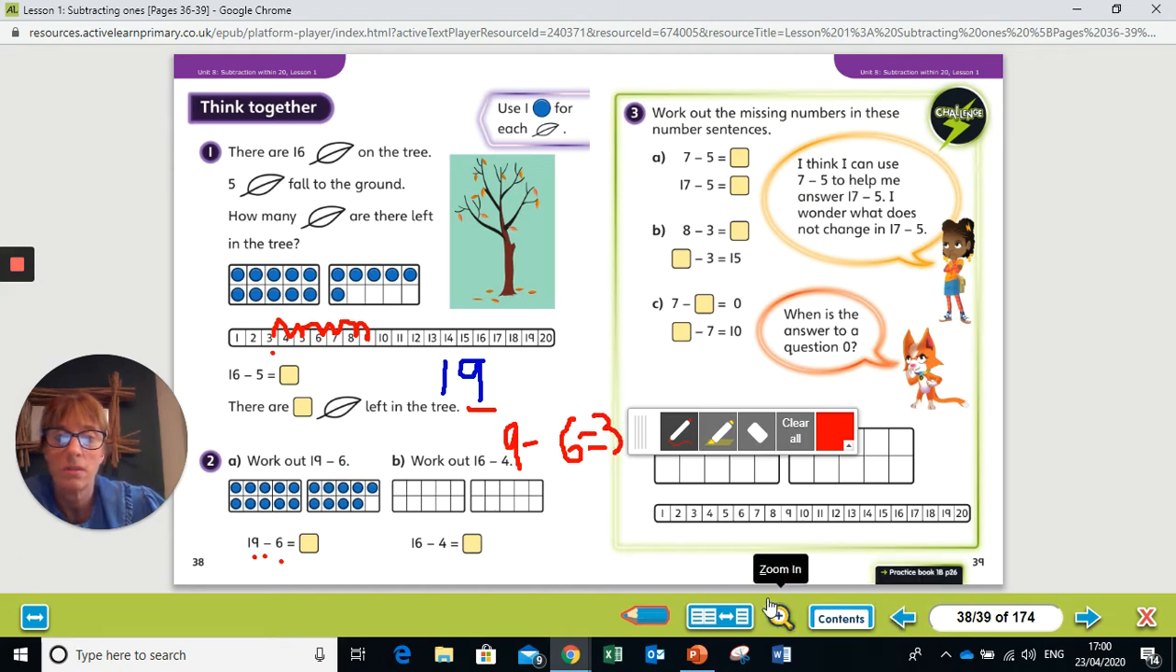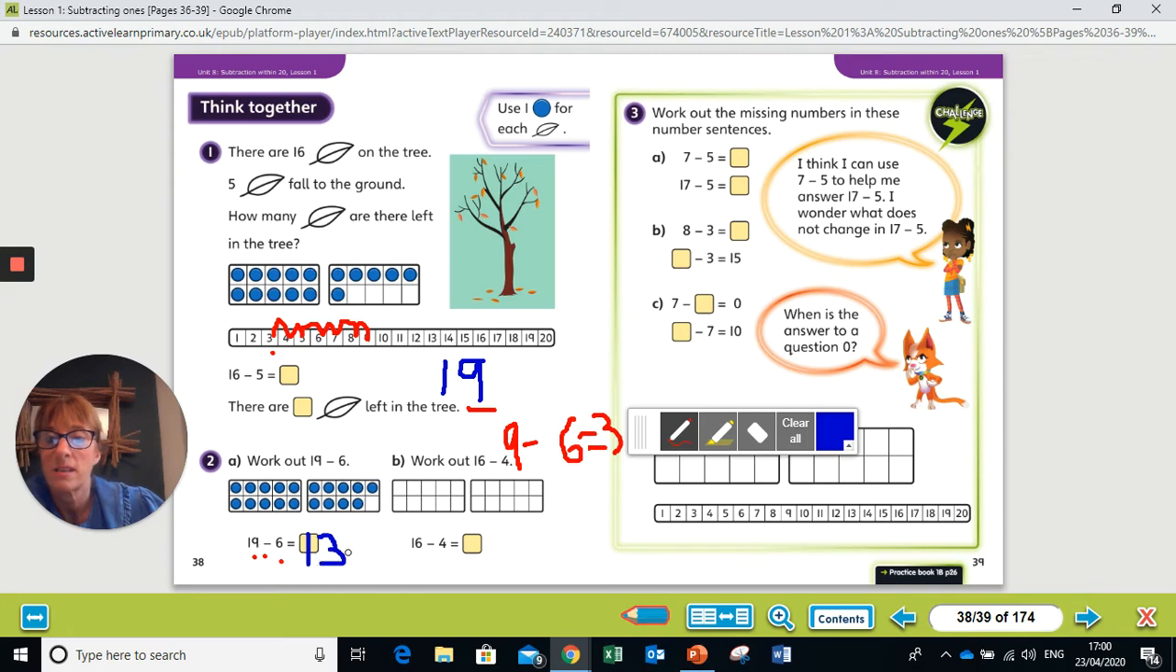So what do you think? Let's go back to our 19, go back to our number sum. What do you think 19 take away 6 could be? We know that 9 take away 6 is 3, and we've still got our 10. So we've still got our 10 there. So 19 take away 6 equals 1 ten and 3 ones.